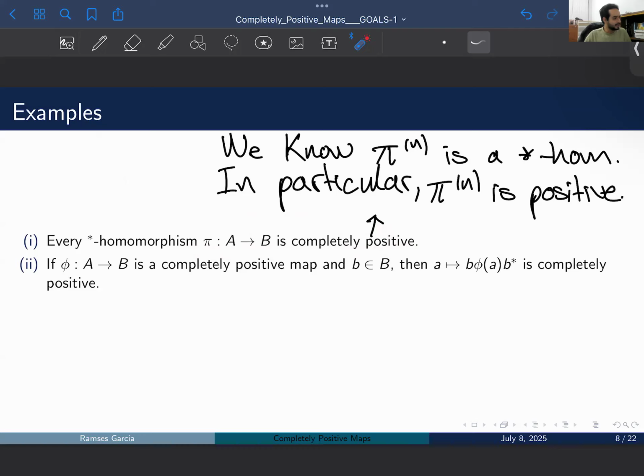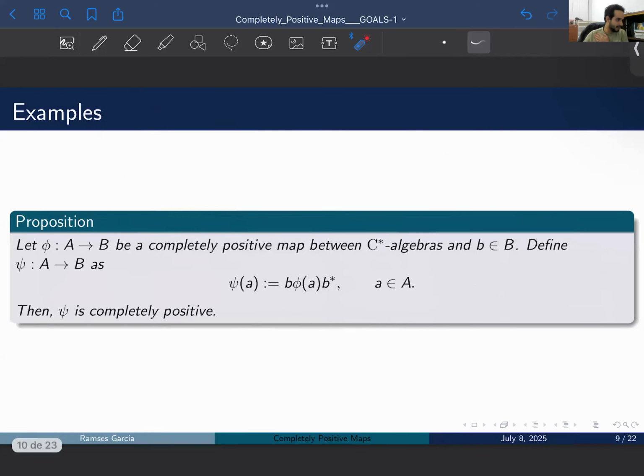The second example says that if you have a completely positive map and an element b in the C-star algebra B, then if you compress that map, you get another completely positive map. I'm going to prove this statement. So I have the statement here. Define C of A as B phi of A B star, and this says that if phi is completely positive, then so is C.